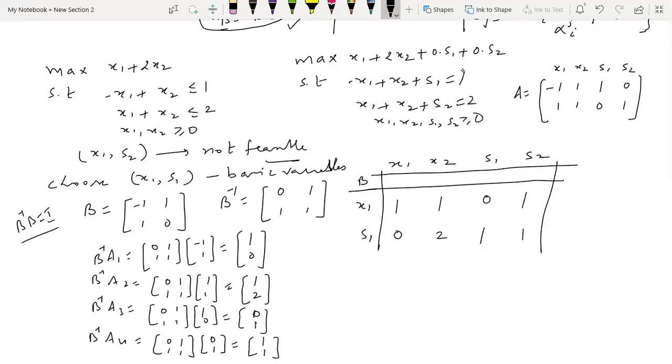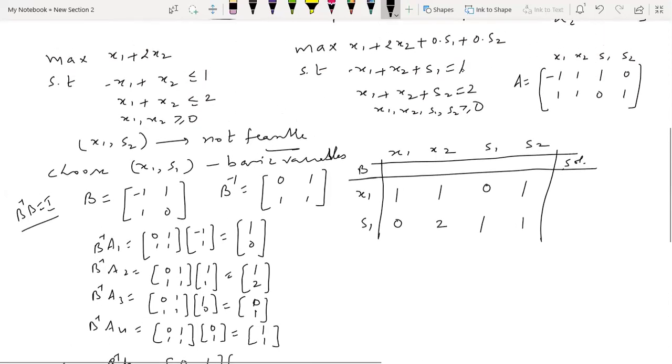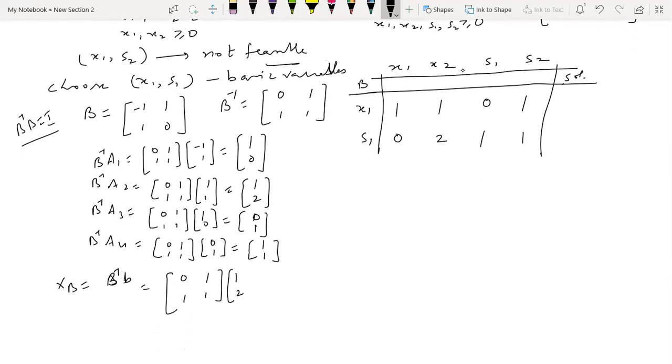Then I have to calculate my right hand side vector. This is my solution. What is my right hand side vector? It is xb. Xb is B inverse small b. So this value is 0 1 1 1 multiplied by small b, the right hand side vector, which you see from here is 1 comma 2. So we multiply it by 1 comma 2. What we get is 2, 3. So my solution is 2, 3.